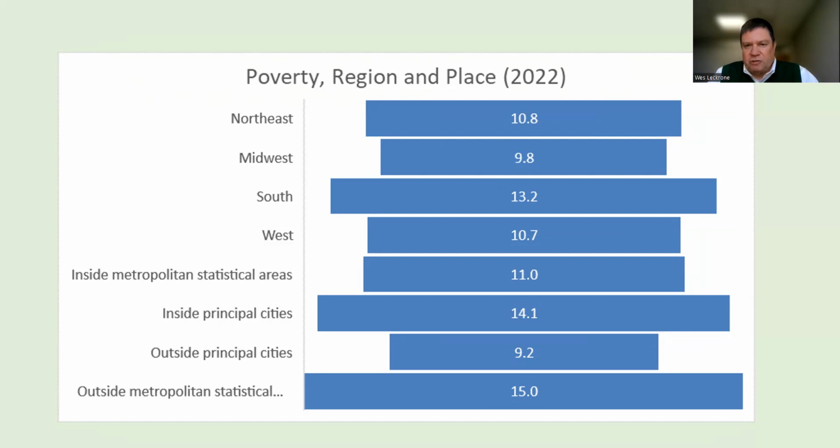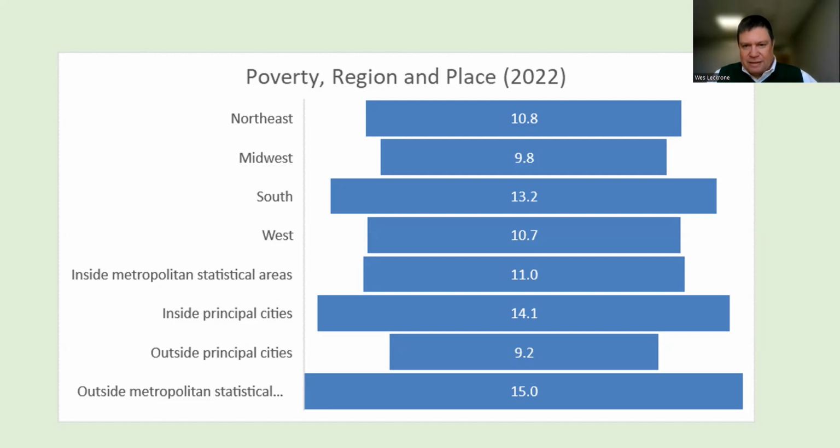What's really interesting is when we start to break this down between those people who live in metropolitan areas, either inside or outside the major cities, and then those people that live outside these metropolitan areas. And we oftentimes focus on poverty in cities. So we see that inside the principal cities, so every metropolitan area has a big principal city, whether it's the Philadelphia metropolitan area, the New York City metropolitan area, or the Chicago metropolitan area, those big cities tend to have more poverty than do the surrounding suburbs.